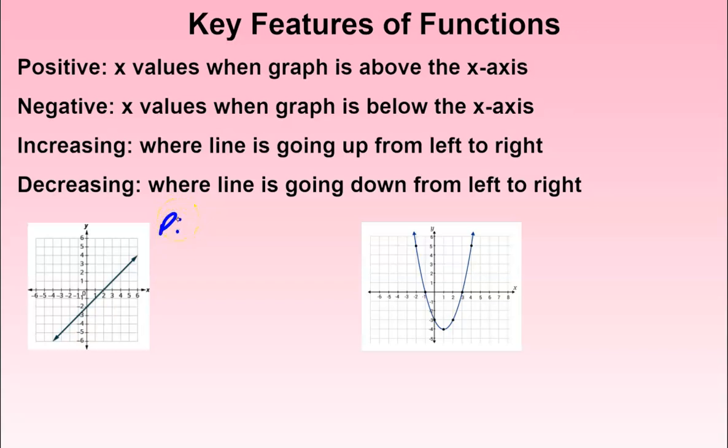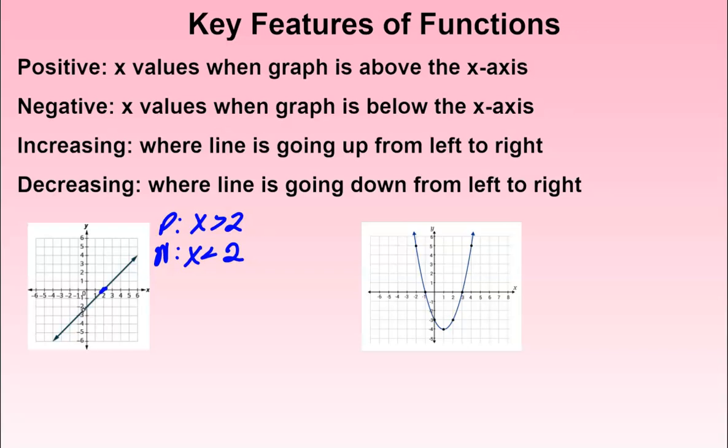So when is it positive? When is it above the x-axis? So I'm going to look at the x-intercept here. The x-intercept's at 2. So when x is greater than 2, it's above the x-axis. Negative, when is it below the x-axis? Well, if it's above when it's greater than 2, that means when x is less than 2, it's negative. It's below the x-axis.